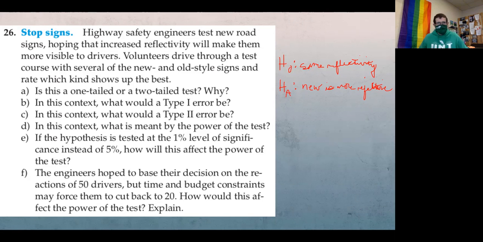Okay. If the hypothesis is tested at the 1% level of significance instead of 5%, how will this affect the power of the test? Will the power go up or go down? Down. Power will go down. If it's harder to reject the null, then it's easier to fail to reject the null. It's easier to get a type 2 error, and therefore we have a lower power.